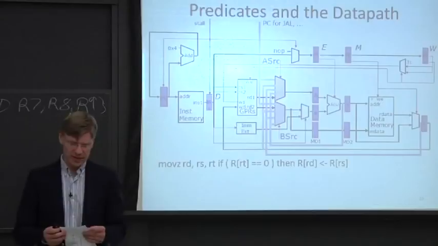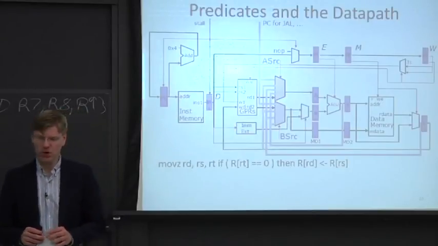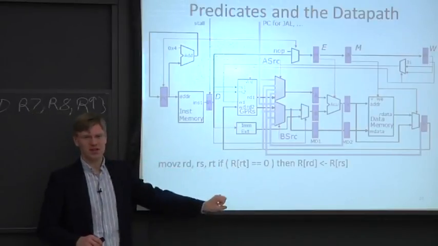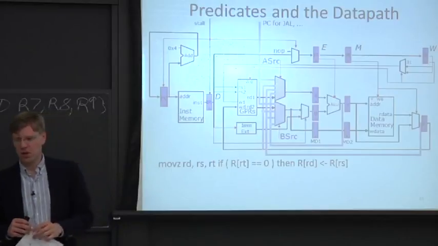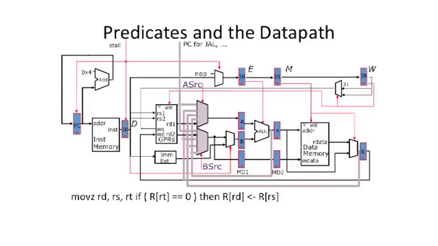OK, so let's take a look at our data path here and see where predicates fit into the data path. And we're going to focus actually just on the conditional move predicate or predication instruction here. We're not going to look at full predication just yet on the data path, but it follows a similar idea. OK, so what do we need to do? What do we need to add to our sort of boring MIPS-style 5-stage pipeline to add this instruction?